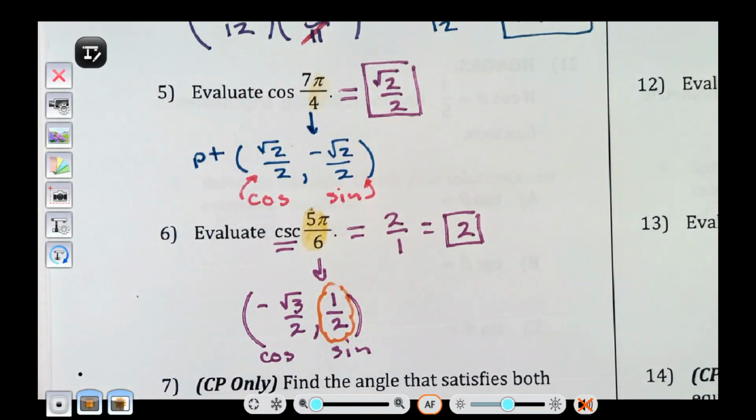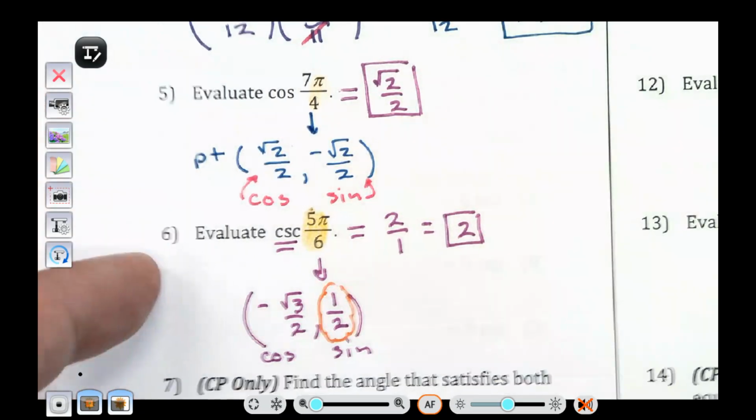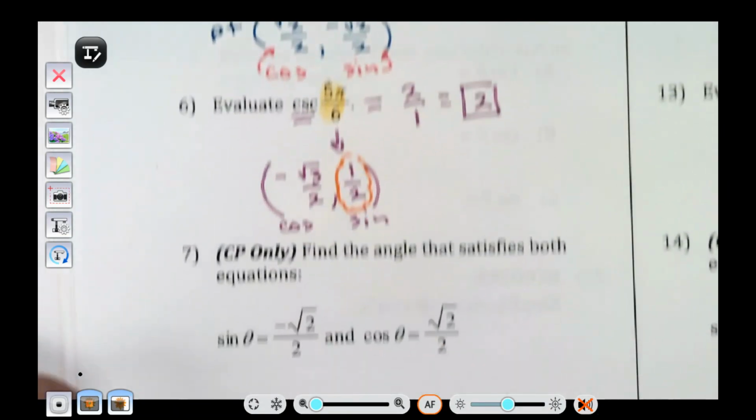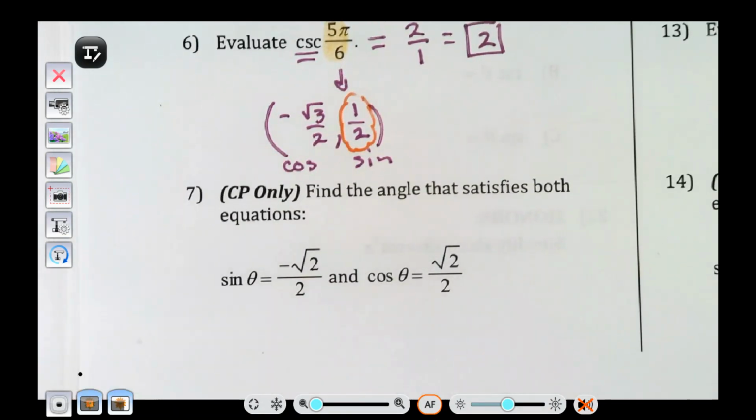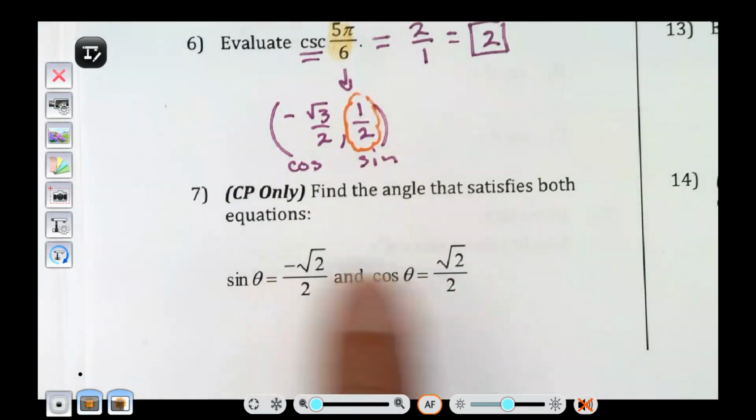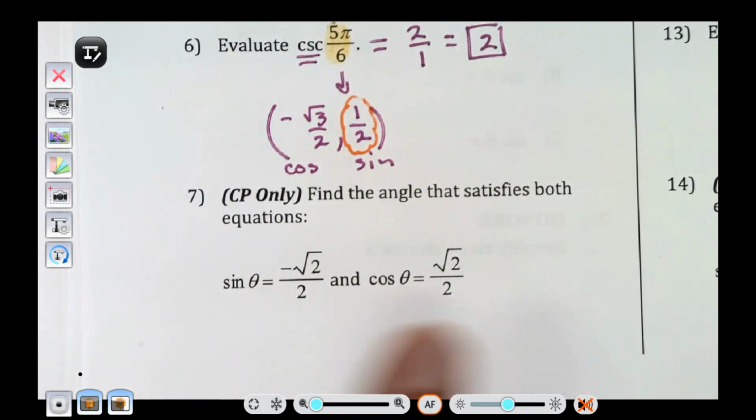problems where I use the unit circle, and we have to recognize that when they ask for this, it's a unit circle question. Now, this one right here, yes, it's going to be on our test for the CP test. Find the angle that satisfies both equations. So now I'm going to reverse this thinking.